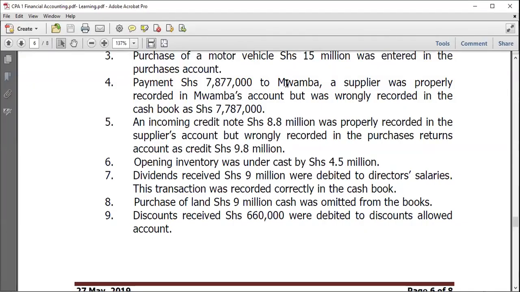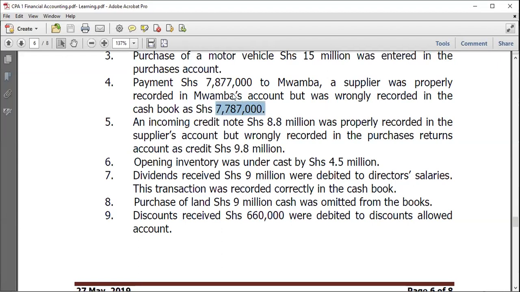What we do, basically, any account that they are saying was correct, we close our eyes on that one, and we only correct this that was recorded in the cash book as this. So what we do is, in the cash book, we recorded a lower value. So you basically get the difference between this and this. You get it?